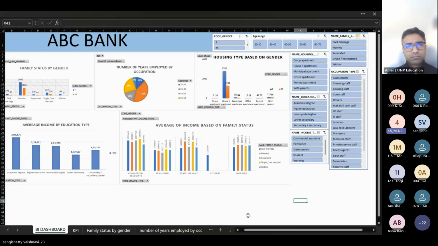So, I would say that the 30 to 40 age group people are key customers who can apply for the loan at the bank. I will let Vaishnavi continue with the next graph.